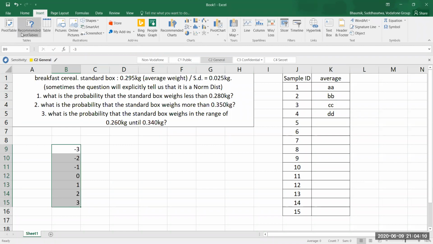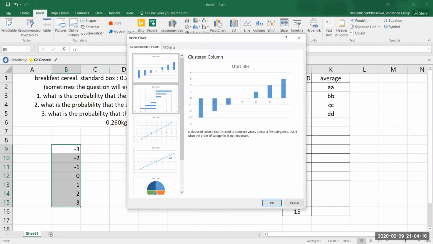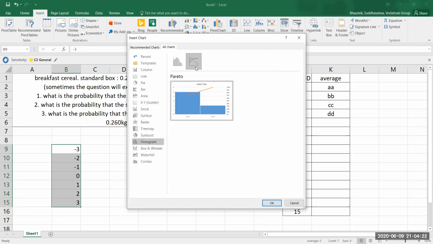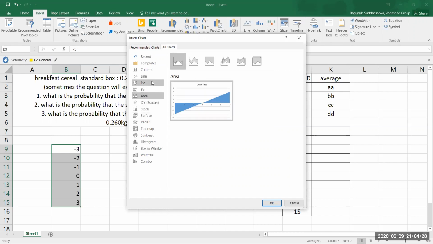Let's see if I can create any graphs over here in the recommended charts. Do I get anything? I don't get anything which is really representing this. Let me see if there is any histogram. No, there is no such histogram which I'm able to see. I don't know why this is very difficult in Excel, or maybe I'm doing it the wrong way.